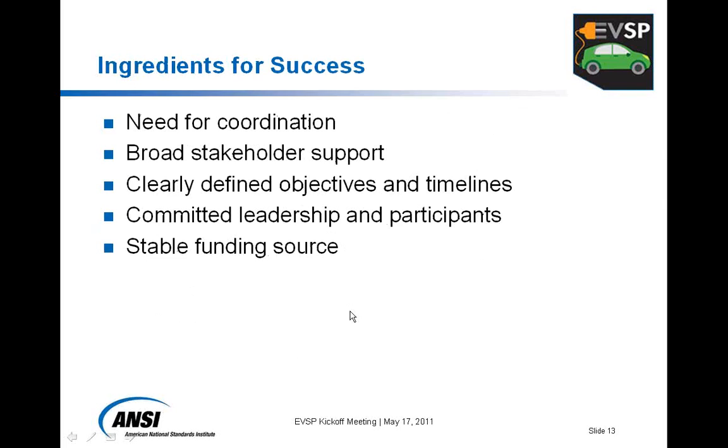I think the most important part is what we identified from our first meeting, and these are our ingredients for success. So we need coordination. We have to have some way to align and talk about what our different efforts are doing and are they helping or diverging. We need broad stakeholder input. We need everybody at the table. And this means if you're a manufacturer, an automaker, a utility, a standards maker, a conformity assessment organization, a trade association, whoever you are, we need you at the table. We need clearly defined objectives and timelines. We're going to get to that in a few minutes. Committed leadership and participants. I'm happy to say, based on the indications we've seen so far, we've got both of those, and a stable funding source.